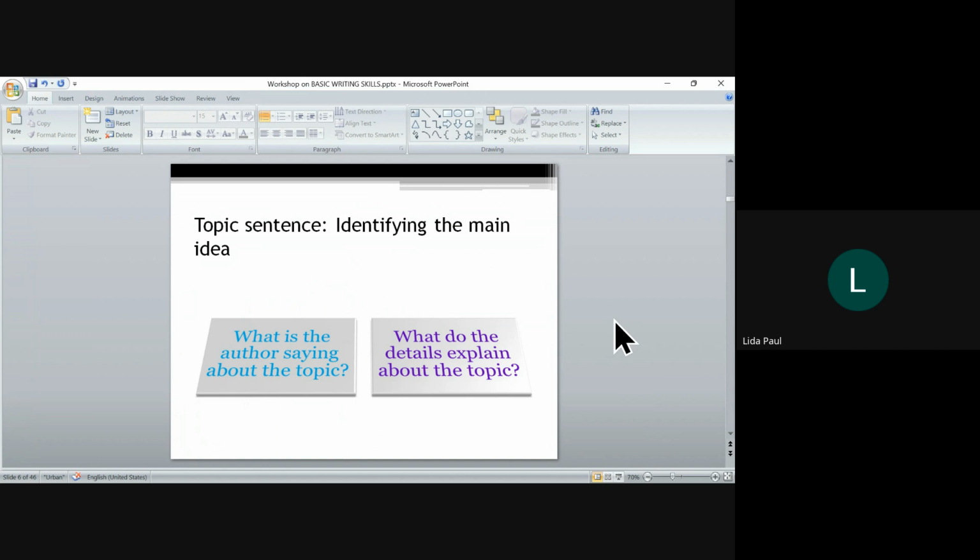So these questions you can ask: what is the author saying about the topic? What is the author's overall attitude about the topic in question? What does the author feel about the topic in question? What do the details explain about the topic? What are the details that I have in the paragraph hinting towards? So you can discover the main idea by looking at the supporting sentences and other sentences in the paragraph also.